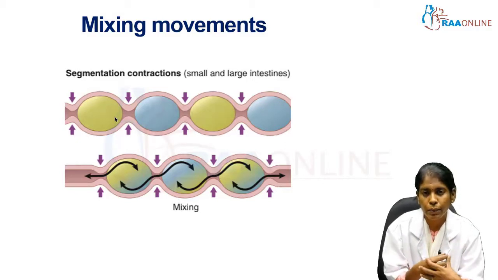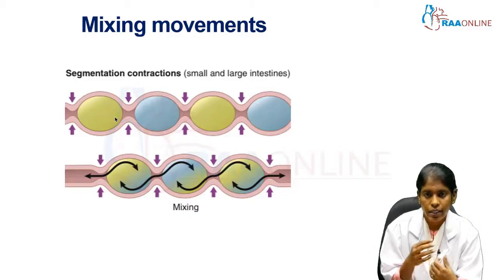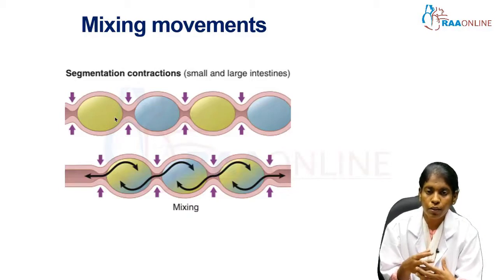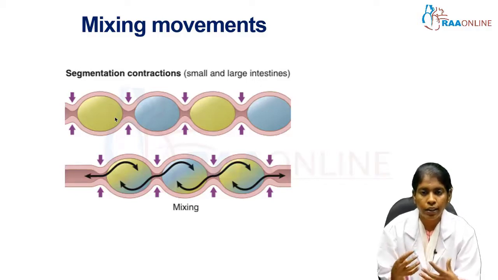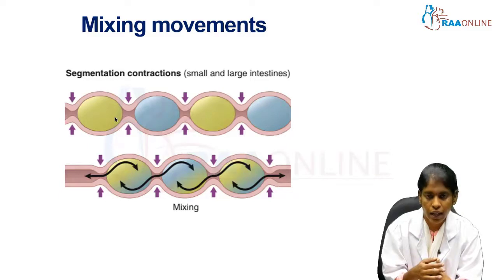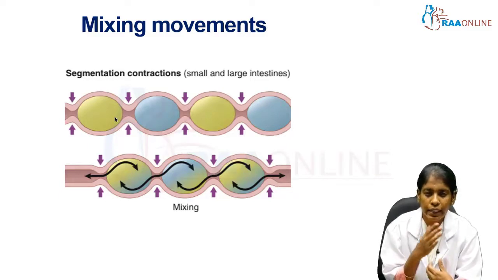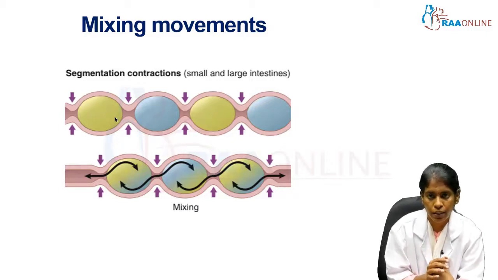By means of these segmentation contractions, the food is completely mixed with the digestive juice. The main purpose of these mixing movements is that these contractions will bring about the mixing of the luminal contents with the digestive juice, so that the entire luminal contents are exposed to the digestive juices, and this will ensure complete digestion of all the food particles present in the luminal contents. So that is the main purpose of these segmentation contractions.